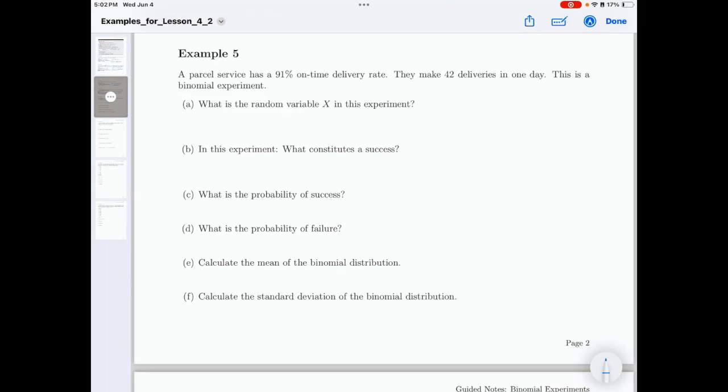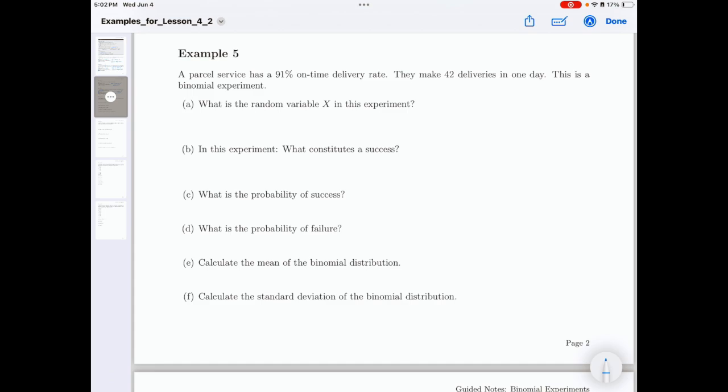For example 5 and example 6, we're going to practice picking out the information from the scenario given. We're going to identify the number of successes, the variable X, the probability of success, etc. We're going to pick out a bunch of information, and then we're going to calculate the mean and the standard deviation.